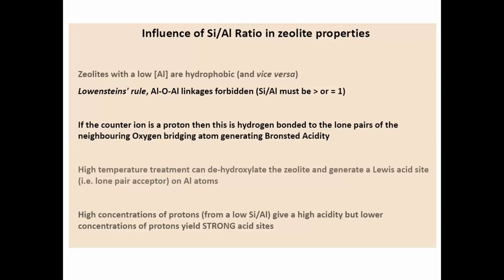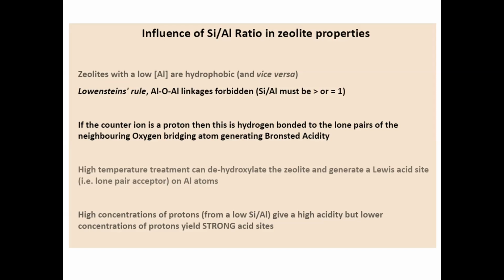So Lowenstein's rule we have discussed. Al-O-Al linkage is forbidden, so the silicon to aluminum ratio has to be bigger than or equal to 1. If the counter ion is a proton, then this is hydrogen bonded to the lone pairs of the neighboring bridging oxygen atoms, generating Bronsted acidity. Okay, we'll see what that Bronsted acidity is in the next slide.